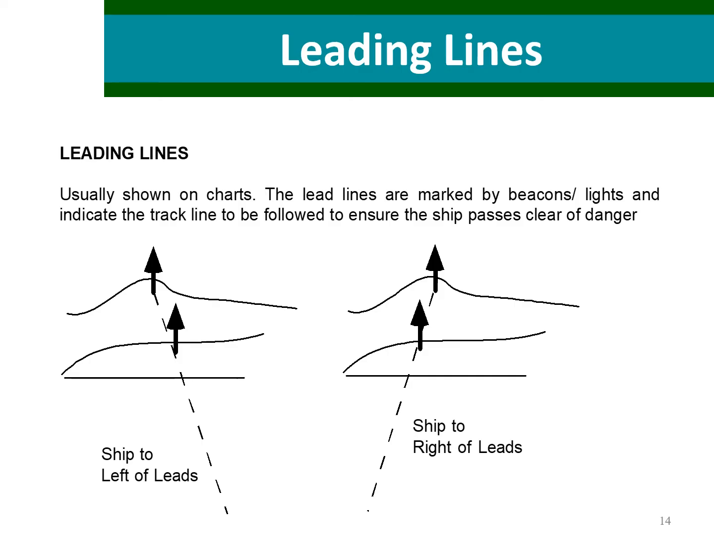Then you have leading lights or leading lines shown on the charts as well, and the leading lines are marked by beacons or lights as indicated. The track line is to be followed to ensure the ship passes clear of danger. Again, this is some sort of transit mark method. Here you have the leading lights shown on the chart, which provide an indication of the bearing that you can use as an indicator.